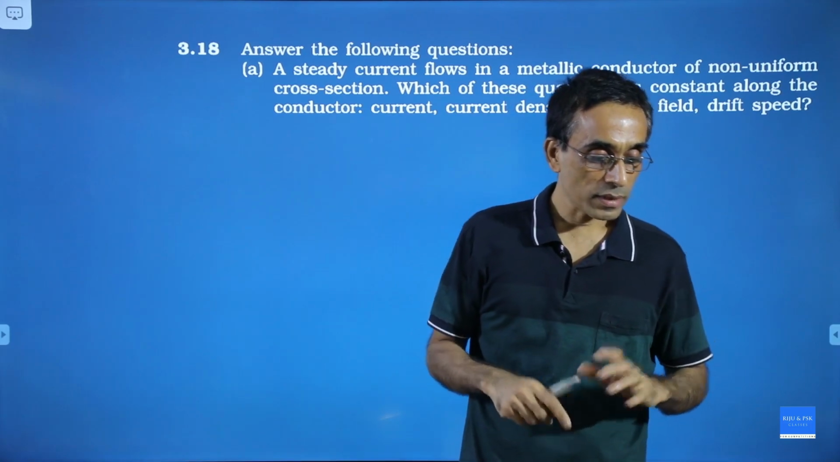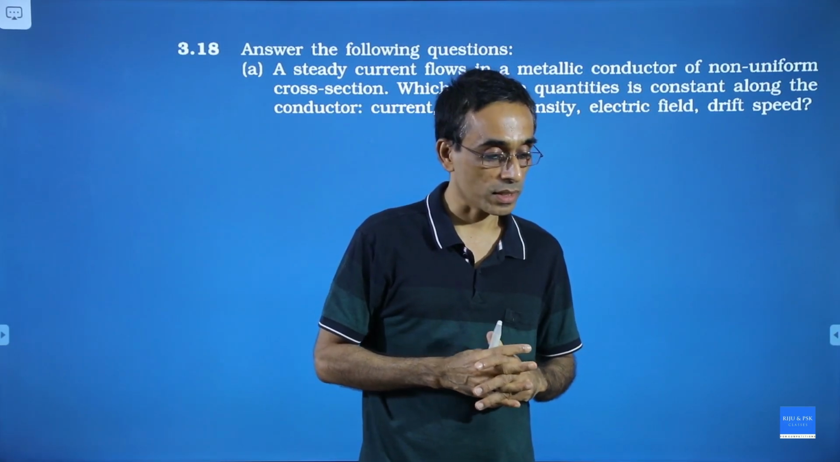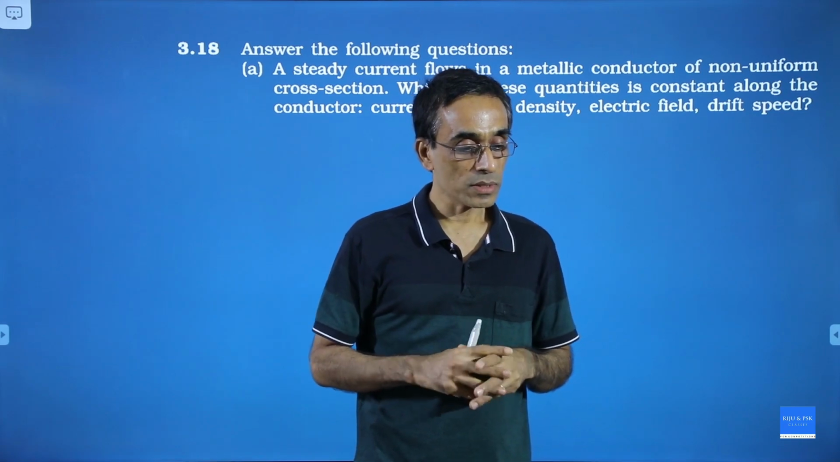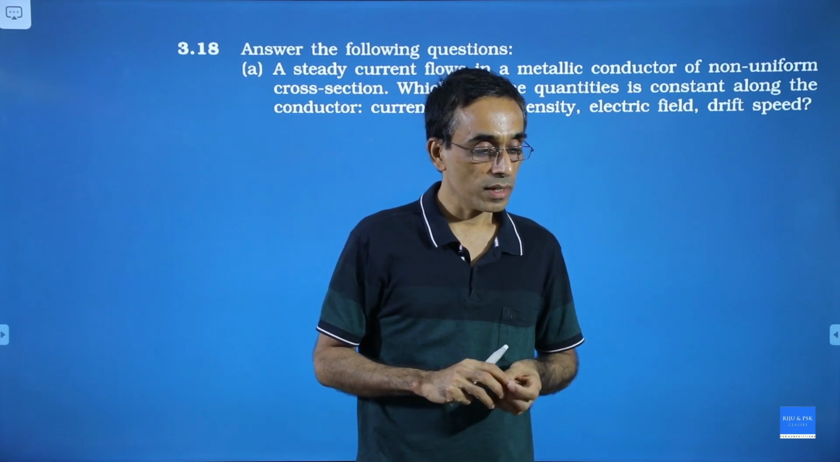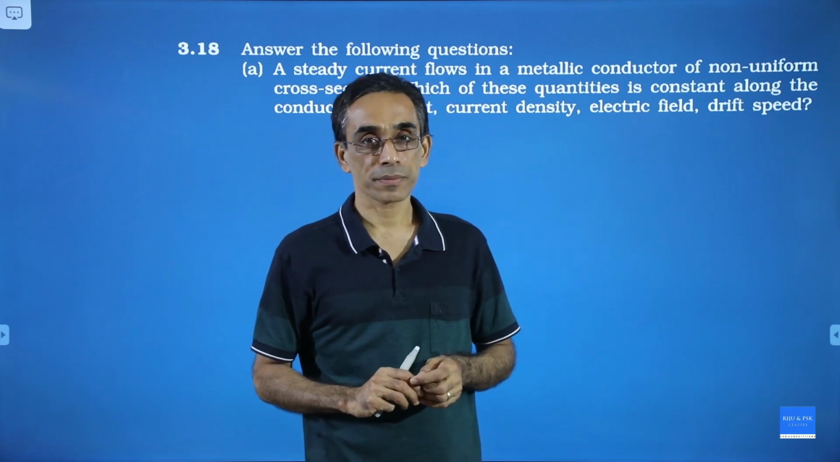What was given? A steady current flows in a metallic conductor of non-uniform cross section. Which of these quantities is constant along the conductor? Current, current density, electric field, drift speed.